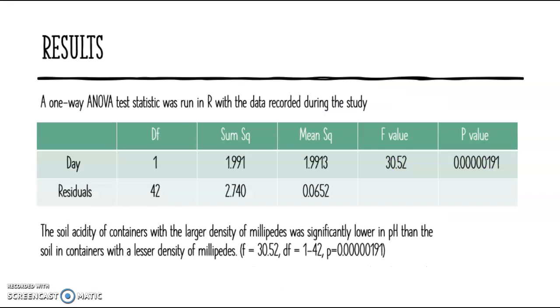The soil acidity of containers with the larger density of millipedes was significantly lower in pH than the soil in containers with a lesser density of millipedes. I found an F statistic of 30.52 with degrees of freedom of 1 to 42 and a very small p-value. With such a large F statistic, this shows that the variation among density means is more than what you would expect to see by chance if the null were true. A small p-value also provides evidence against the null hypothesis that there is no relationship between soil pH and millipede density.